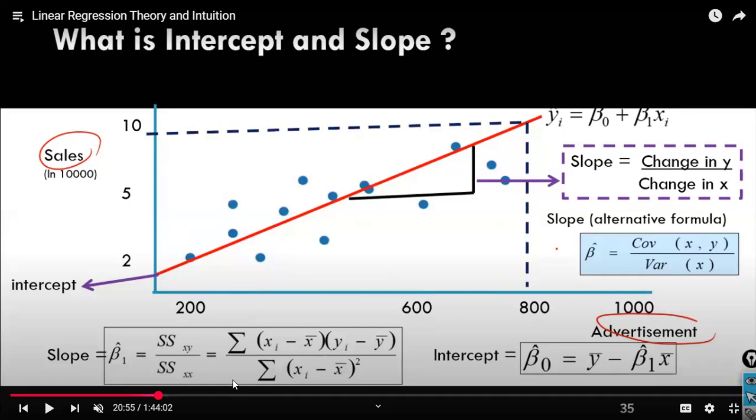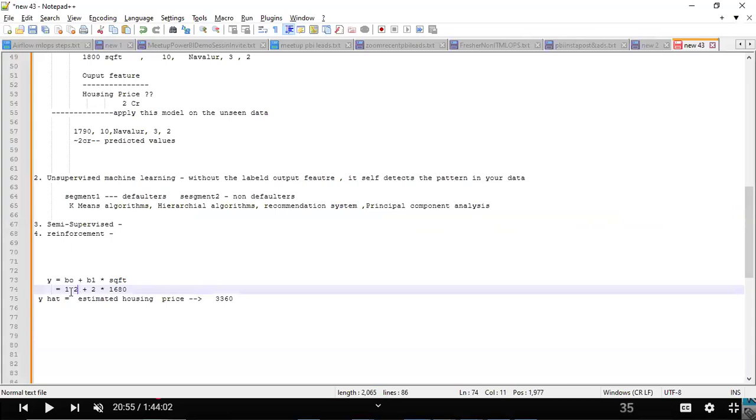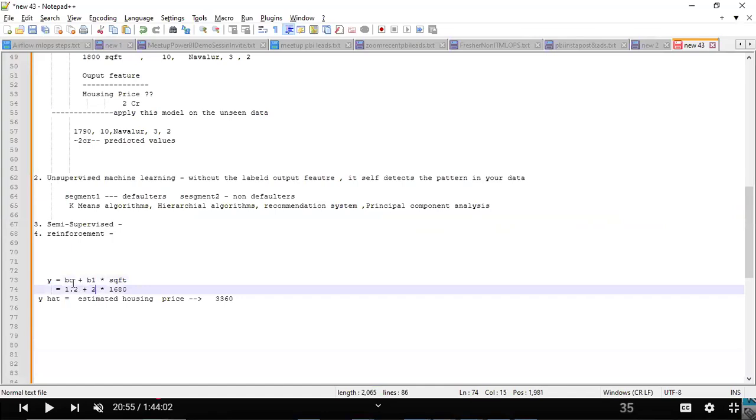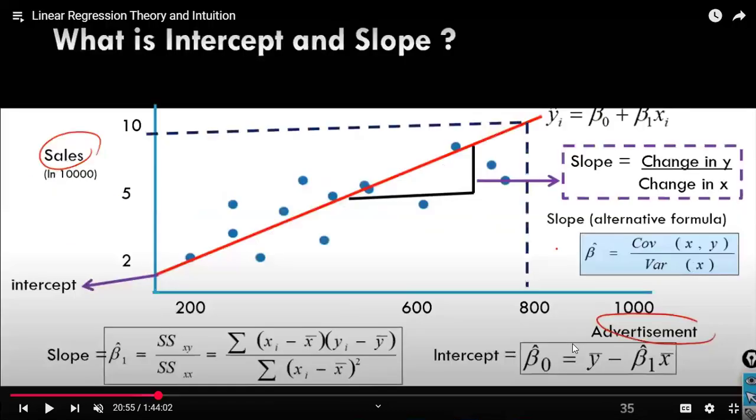That is what I told you previously, right? The slope is 1.2. Sorry, the slope is 2 here. Beta 1 is the slope, I told you 2 here. Beta naught is 1.2. How did I get these values? With this formula only you will get them. Behind the scenes, this is what happened.